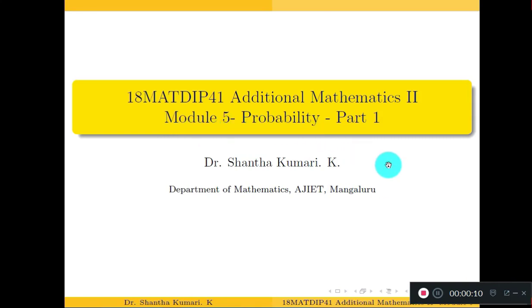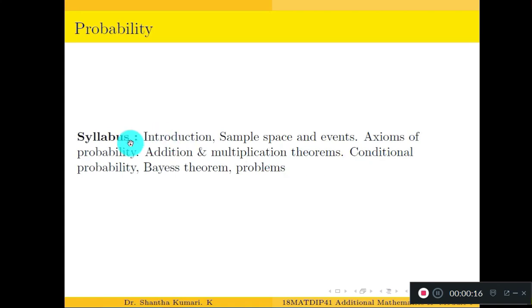Which are the topics included in your syllabus under this module? First, we have Introduction, then Sample Space and Events, Axioms of Probability, Addition and Multiplication Theorems, Conditional Probability, Bayes Theorem, and related problems. So this is the syllabus of your Module 5.